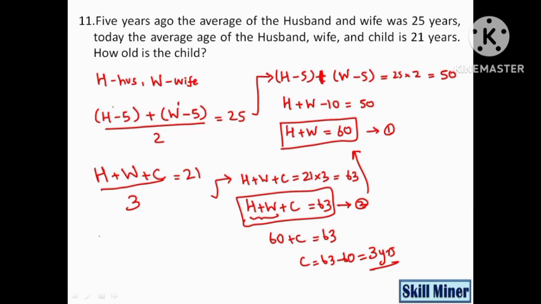So how old is the child? That is the question. So the child's age is 3 years. Okay, the age of the child is 3 years. We found the answer.